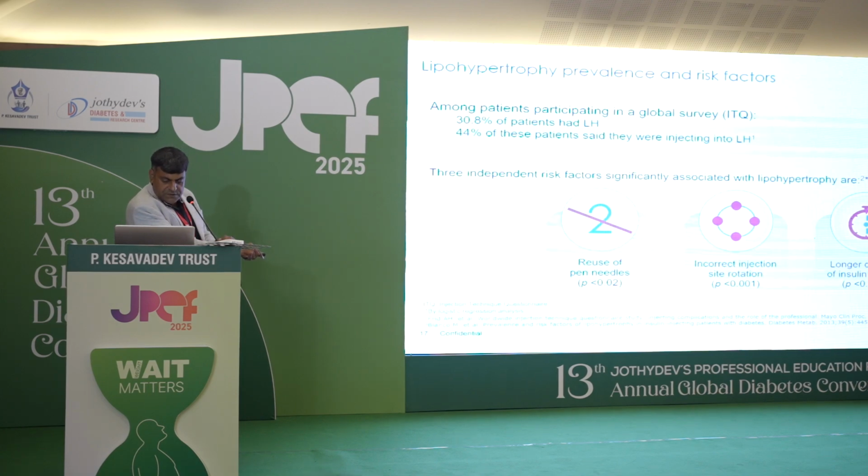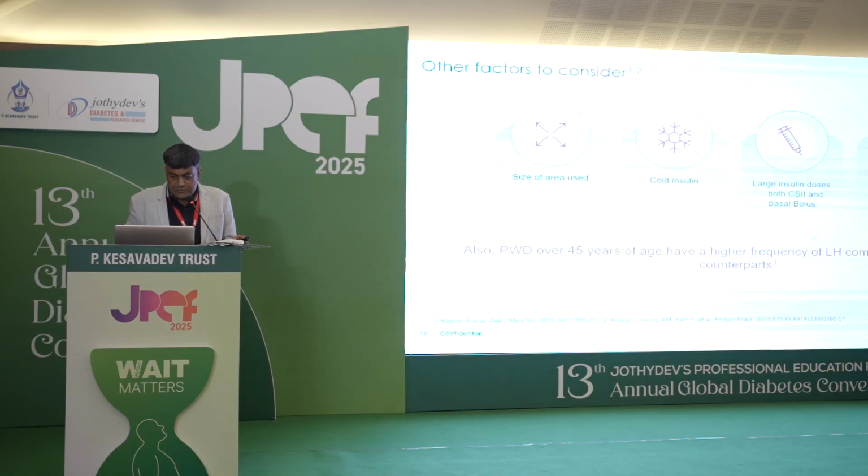Second important reason for lipohypertrophy is the incorrect site rotation, as I discussed earlier. So it is not just that they are injecting on one side once and on the other side and again coming back there. We should tell them it should be a proper rotation in clockwise or anti-clockwise direction by changing the site by 1 centimeter every time. And the third risk factor is the longer duration of insulin therapy. So patients who have had insulin requirement for the last 10-12 years are definitely at a higher risk of getting the lipohypertrophy.